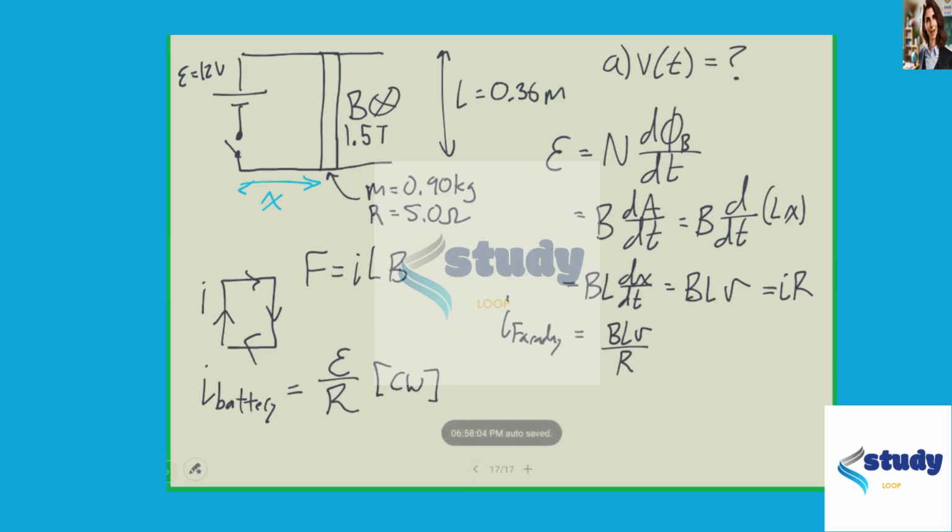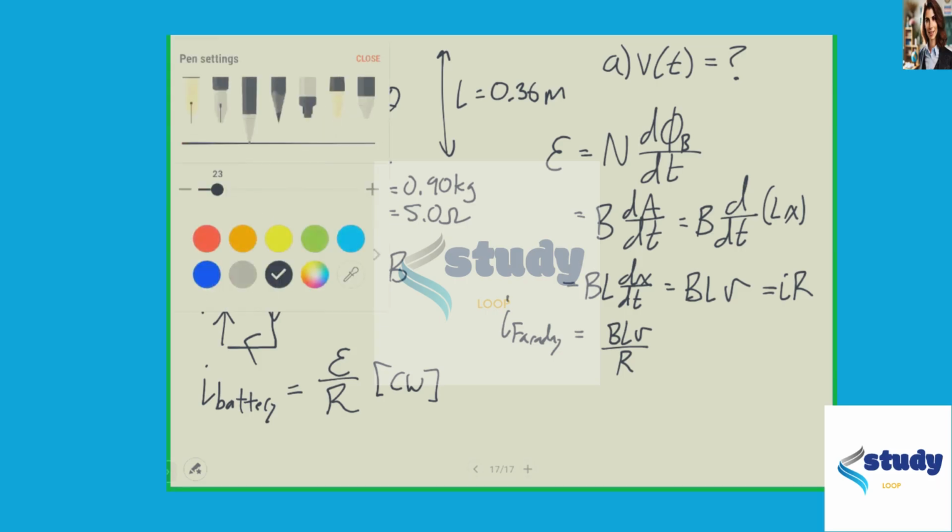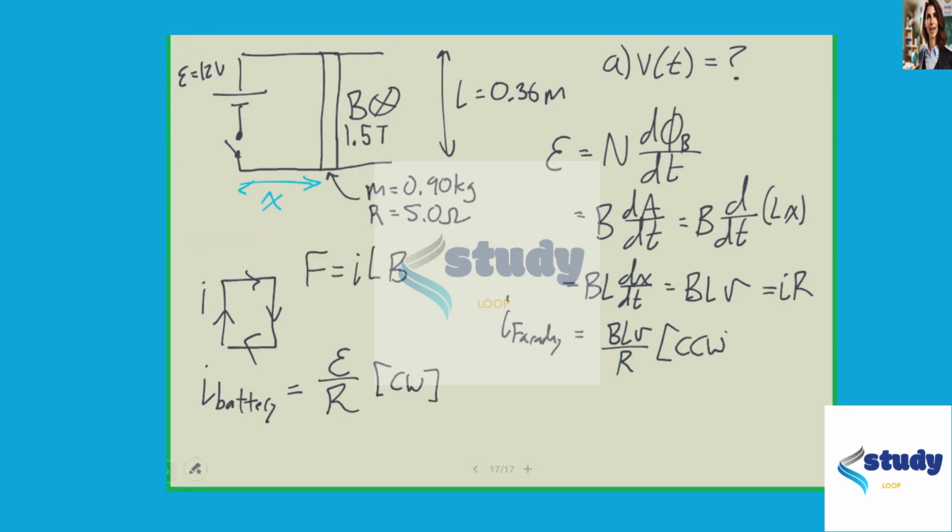So remember, the battery current was clockwise. What direction is the Faraday current? Well, the area is increasing, right? The area is getting bigger. So therefore, the flux is getting bigger. If the flux is getting bigger, the induced magnetic field will try to cancel that by pointing out of the page, right? It'll try and cancel this. And therefore, the right-hand rule provides that this Faraday current actually flows counterclockwise. So they cancel. So the total current is actually the difference between those. It's the battery current minus the Faraday current.